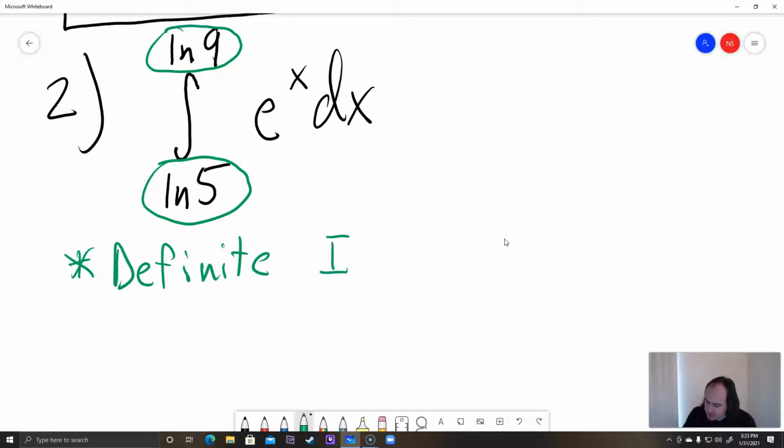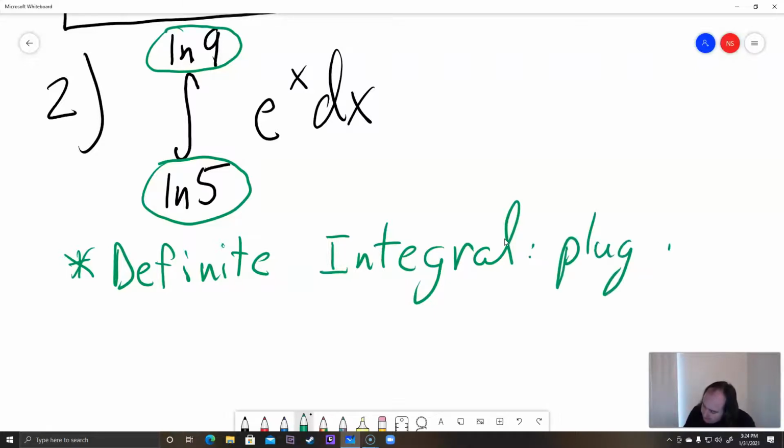With definite integrals, instead of writing plus c like we did on the last one, well, the last one was an indefinite integral, so we wrote plus c. But because this one is a definite integral, we're going to be plugging in the numbers at the end. Okay, so plug in the limits of integration, as they're called.